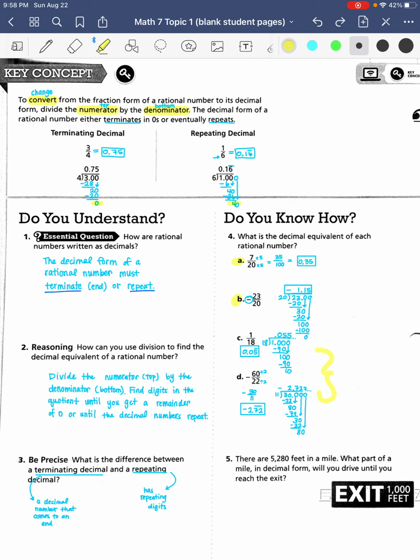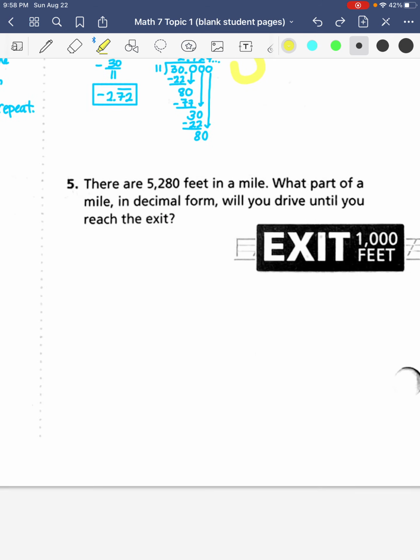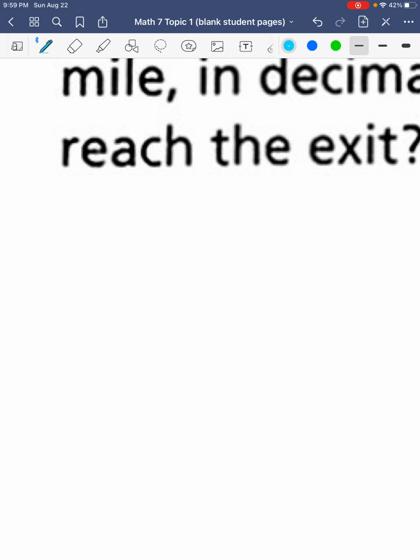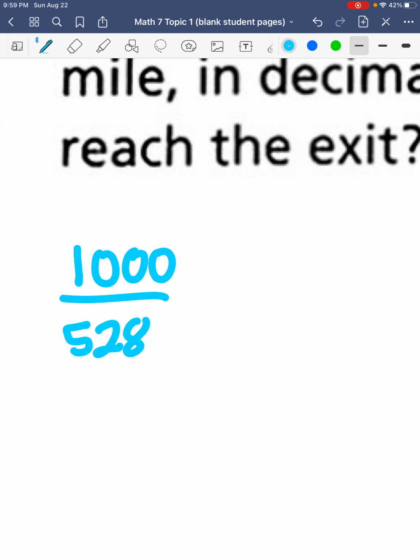Okay, moving on, number 5. There are 5,280 feet in a mile. What part of a mile in decimal form will you drive until you reach the exit? So we see that the exit is in 1,000 feet. So we are going to drive 1,000 out of 5,280 feet. Now, because both of these numbers end in a 0, I can take those off.